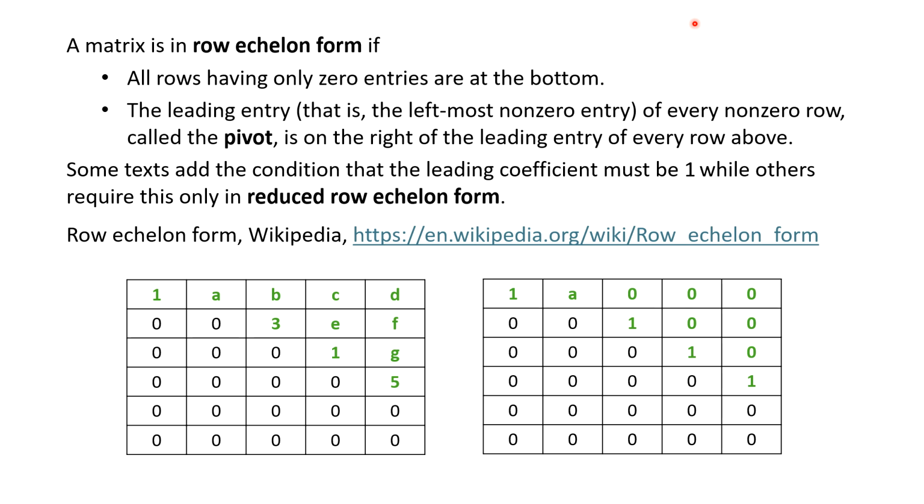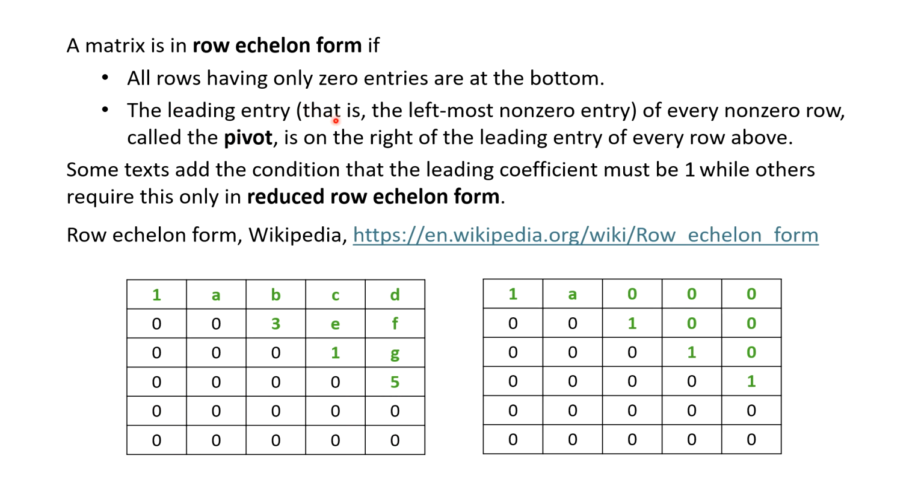In order to determine the span of a row space for a matrix, we put the matrix into either row echelon form or reduced row echelon form. Row echelon form has two conditions. All rows having only zeros are at the bottom of your matrix. So you have an example of that here.